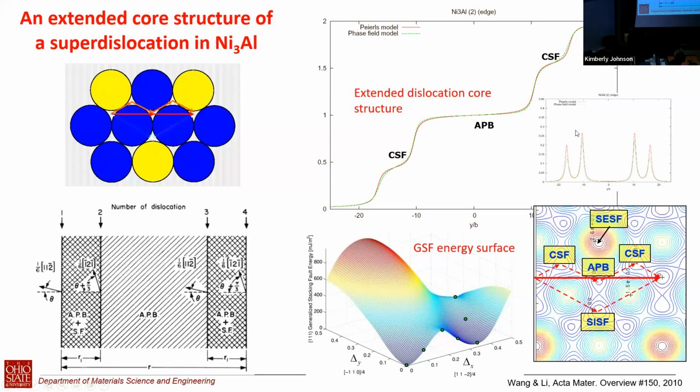That's what you have. Whenever you have this energy landscape across the core, you're going to see this CSF and then antiphase domain boundaries and another complex stacking fault, and then the peaks in between them.